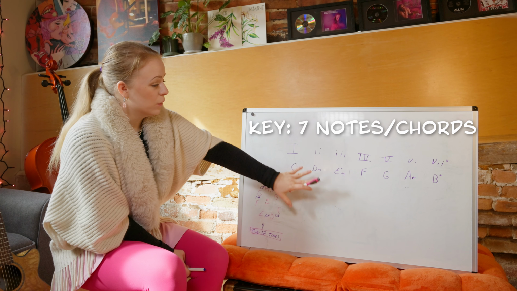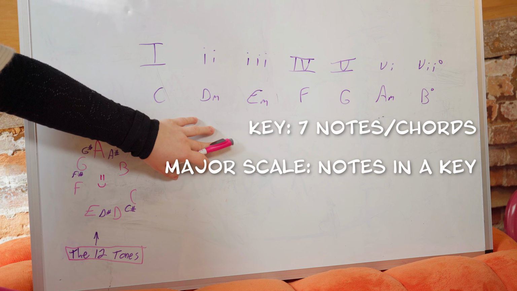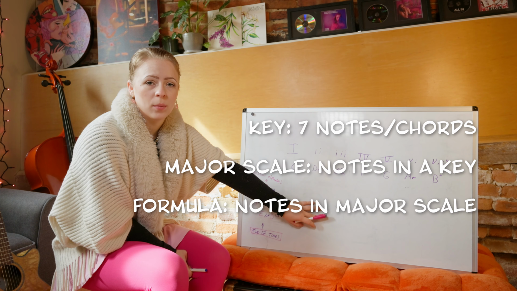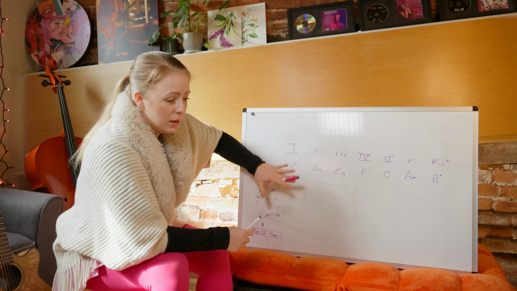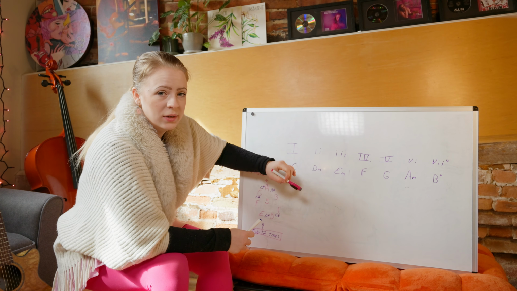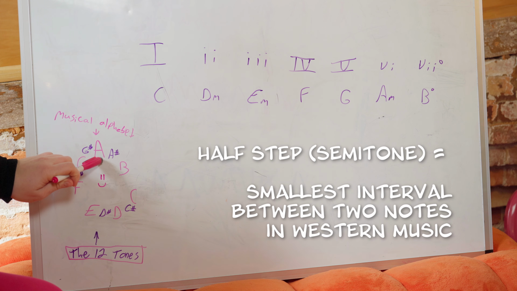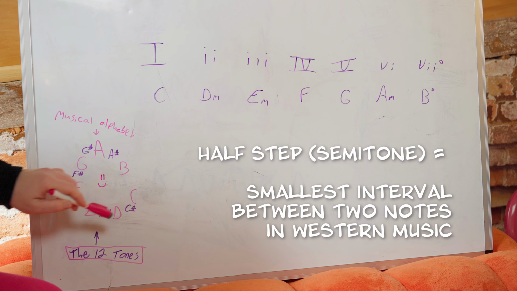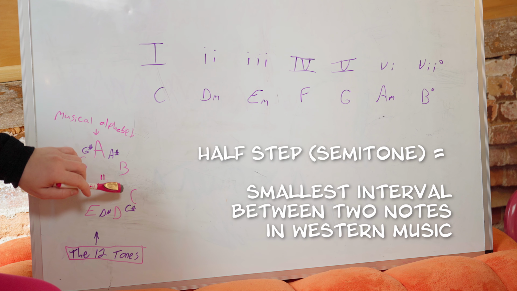A key is a group of 7 notes and chords. We use the major scale to determine what notes are in a key, and we use a specific step formula to determine what notes are in a major scale. To find the notes in any major scale, we go through a specific series of whole steps and half steps. A half step is starting on one note and just going right to the next note, anywhere on the 12 tones. A half step, C to C sharp, or E to F, anywhere on the circle where there's no note in between, that's a half step.